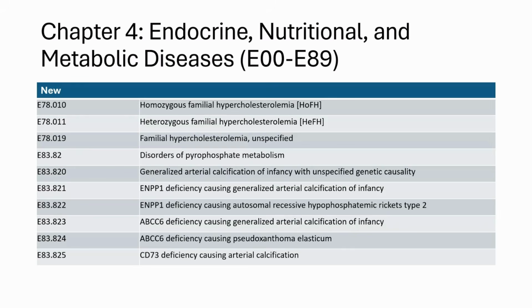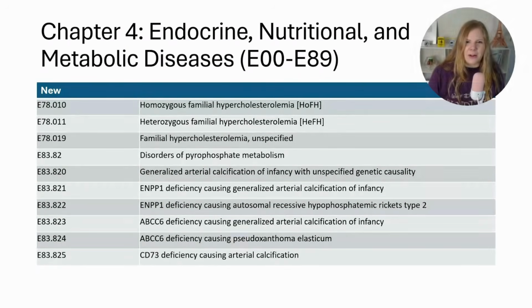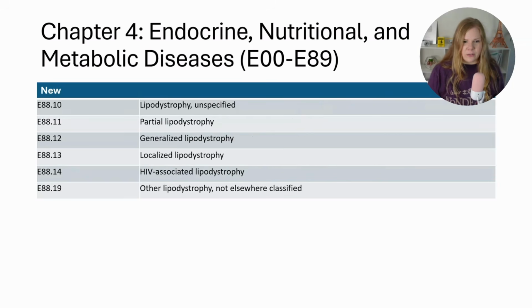Each of these conditions can look different in patients, ranging from calcified arteries, which would be more so seen in infants, to connective tissue disorders. The reasoning behind those changes is that previously patients with these rare conditions were lumped into one big, vague category of other metabolic disorder. So now we have more specified codes that we can have our providers document and then code out so we can have better clinical reporting of those conditions.